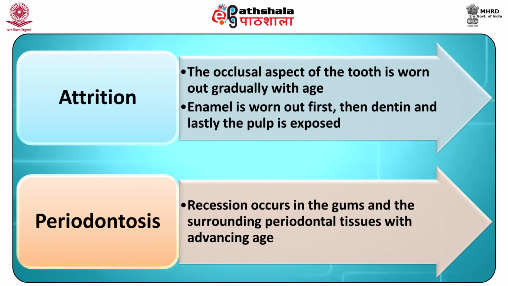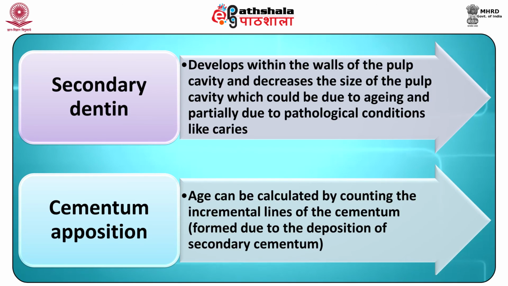In periodontosis, the recession occurs in the gums and the surrounding periodontal tissues with advancing age. Secondary dentin formation develops within the walls of the pulp cavity, and when it develops, it decreases the size of the pulp cavity. This could be due to aging, and it is partially due to pathological conditions like caries also, so that must be remembered.